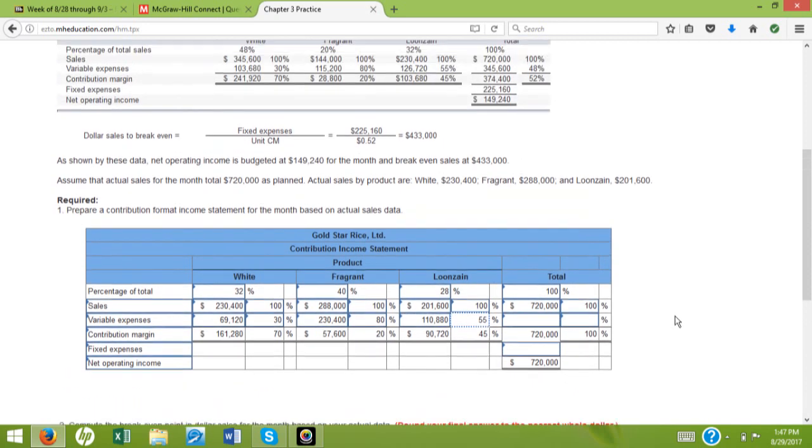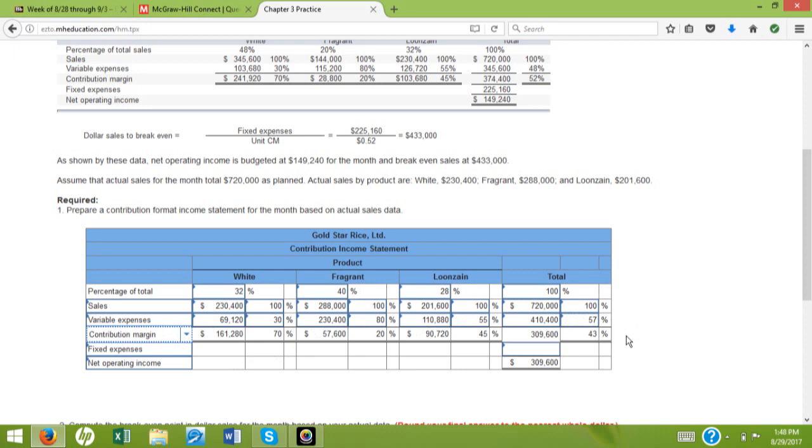All right, so our total variable expenses should be $69,120 plus $230,400 plus $110,880 gives us $410,400. So to get that, I just added each of the categories of variable expenses across to get the total variable expenses. So to figure out what percent that is, I can take the $410,400, which is the variable expenses, divided by the total sales. That gives me a percentage of 57%.